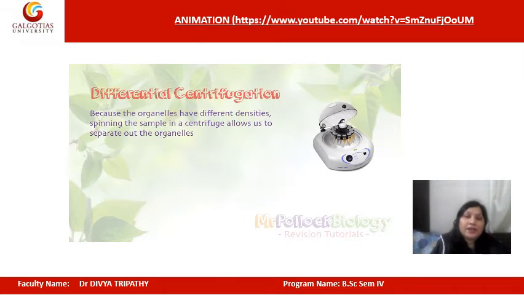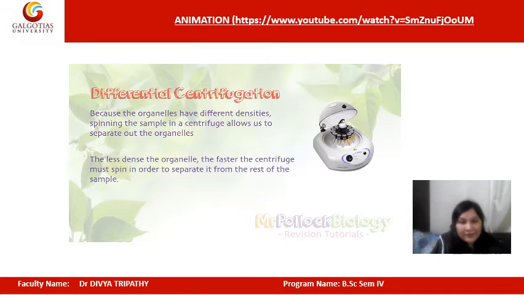Differential centrifugation is a type of preparative centrifugation that we have learned earlier in the previous lecture. The less dense the organelle, the faster the centrifuge must spin in order to separate it from the rest of the sample.